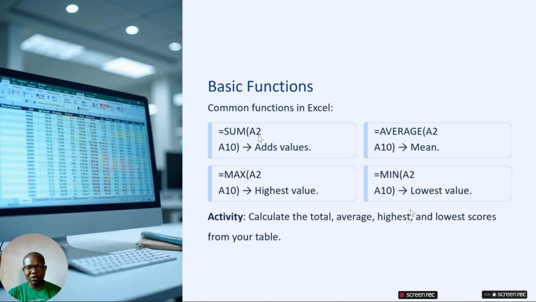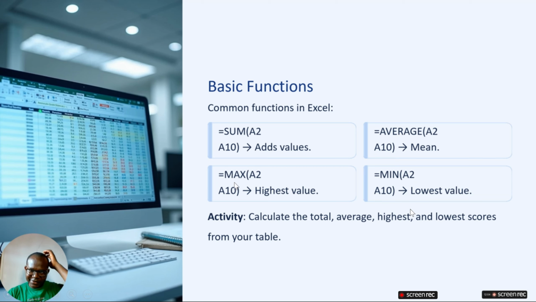So you have this sum A2 to A10, equal to add values. Okay, so this is like adding the values from A2 to A10. It's like indicating a range. Now, you can also initiate the average command by still typing in your equality sign, and then you type in average, and then you say A2 to A10, and that speaks for the mean of the values within that particular cell range.